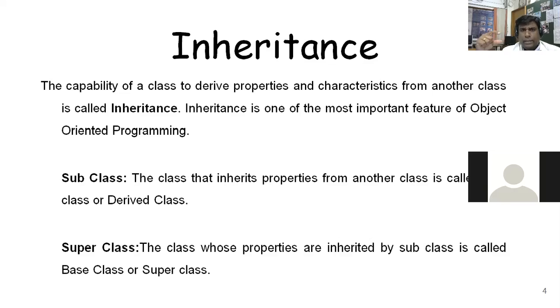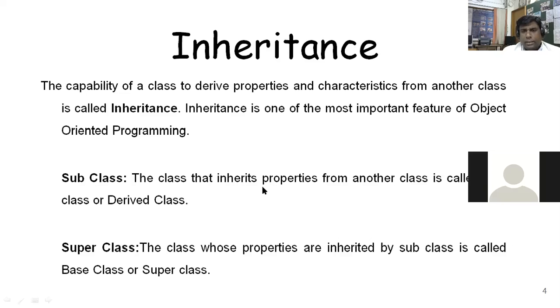The parent class is also known as the superclass, also known as the base class. Parent class, base class, superclass. So the properties of the base class are inherited by, or accessed by, the subclass or the derived class. The mechanism involved in this is known as inheritance, and it is a most important feature of object-oriented programming.